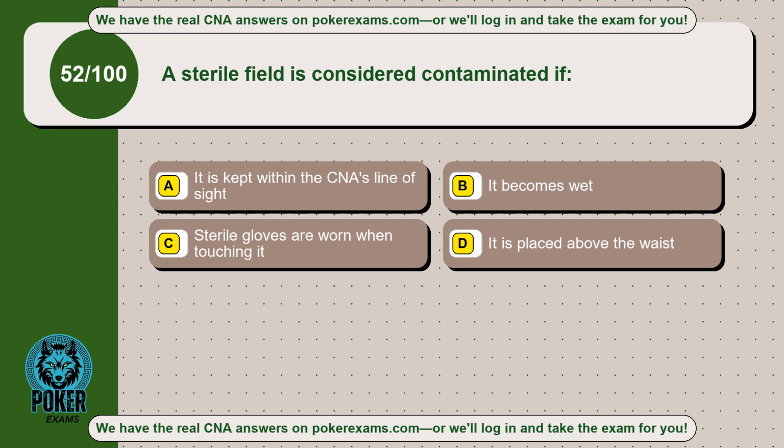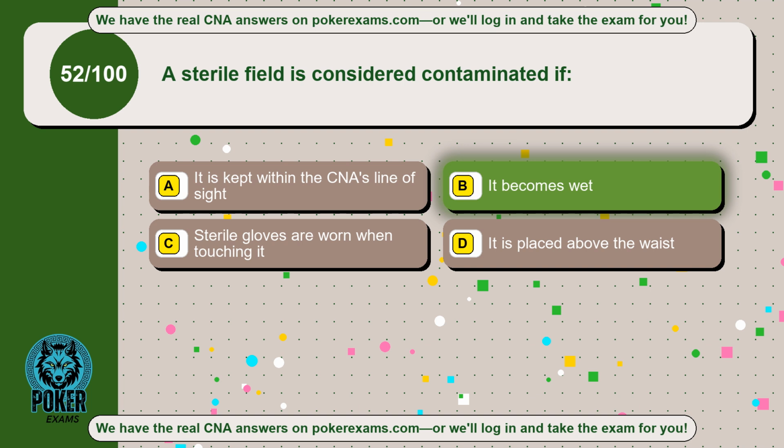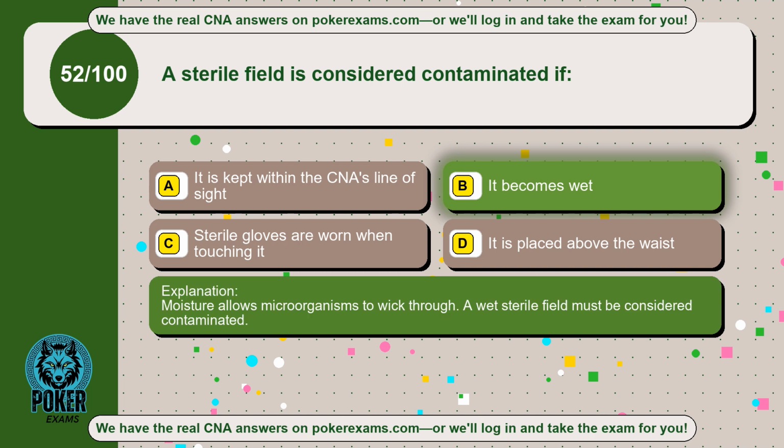Question 52. A sterile field is considered contaminated if: Option A, it is kept within the CNA's line of sight. Option B, it becomes wet. Option C, sterile gloves are worn when touching it. Option D, it is placed above the waist. The correct answer is option B. It becomes wet. Moisture allows microorganisms to wick through. A wet sterile field must be considered contaminated.